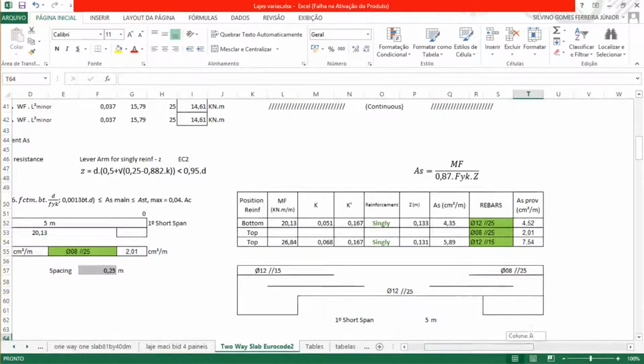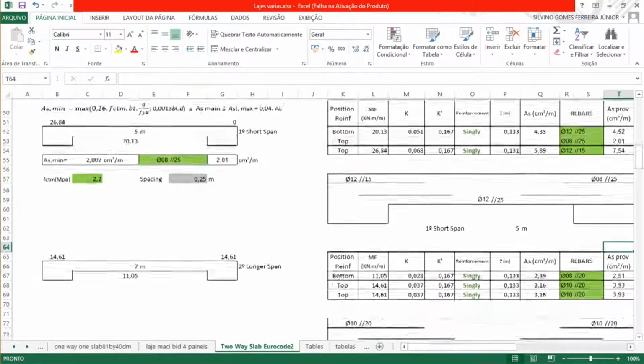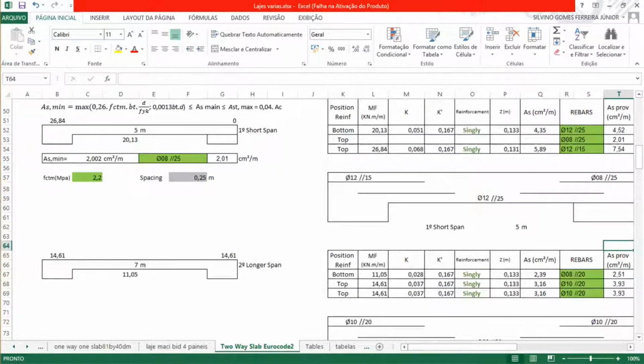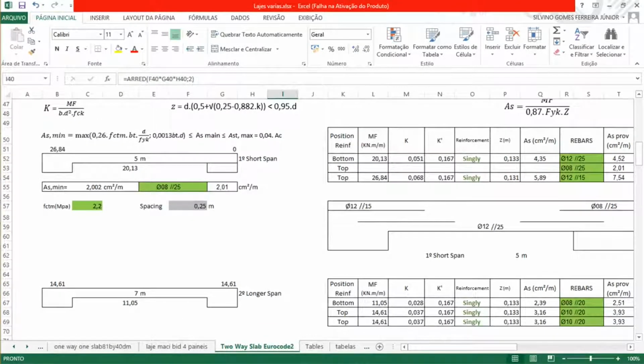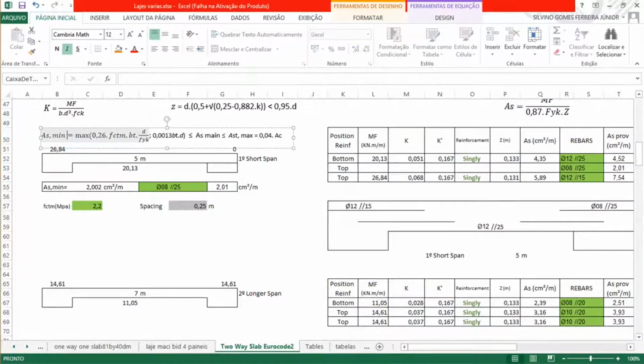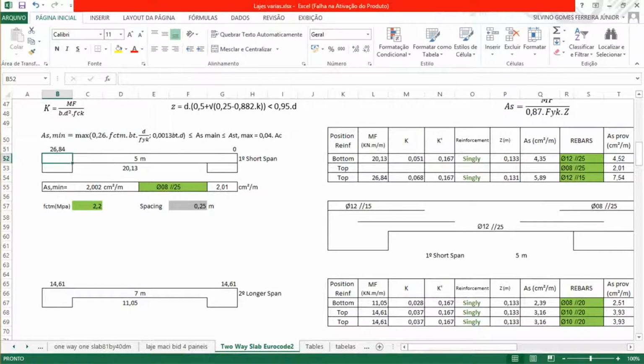So going now to calculate the moments we got on the longer span, 7 meters, and the support will be like this. There will be rigidity. So in the middle span we calculated 11.05. On this corner, the negative moment on the support will be 26.86. No. On this corner will be 14.61.